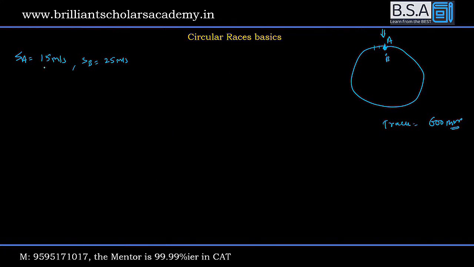How much time will A take to complete one circle? What is the length of the track? 600 meters. What is the speed of A? 15. Divide: 600 upon 15 is 40. So 40 seconds will be required for A to complete one round. That is called one lap. How much time will B take to complete the same thing? 600 upon 25.